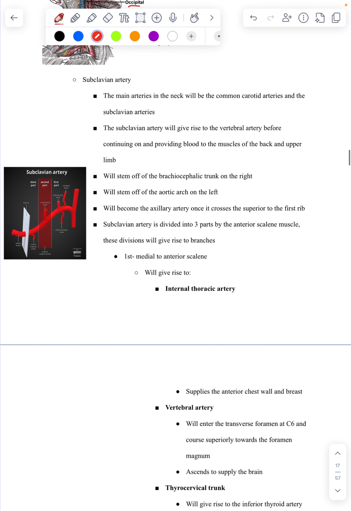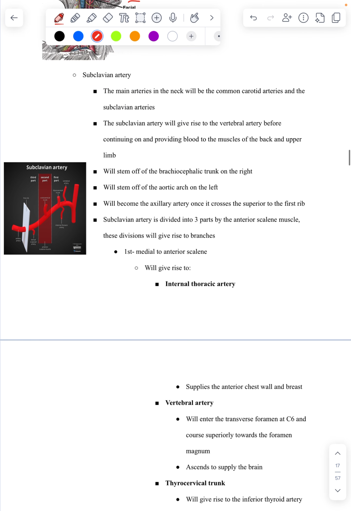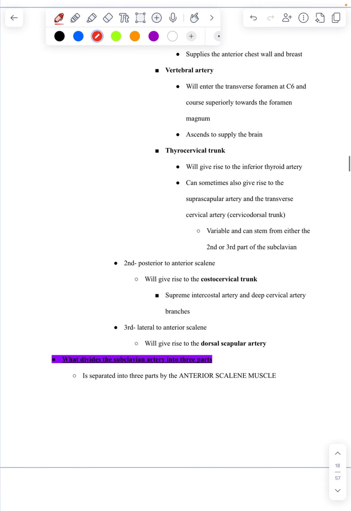Okay, subclavian artery. So we mentioned this before, but where is it? I think I'm blind. Okay, whatever. It might be a little bit after. Oh yeah, there it is.